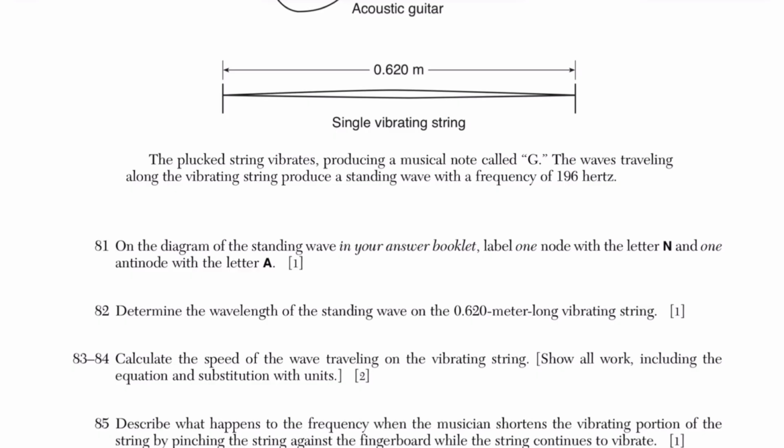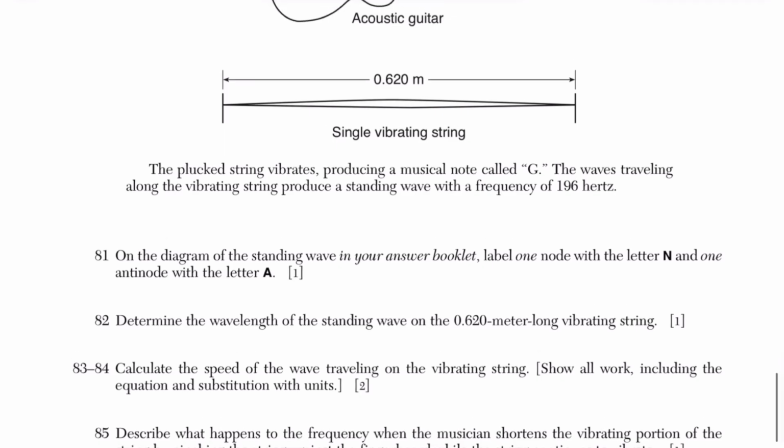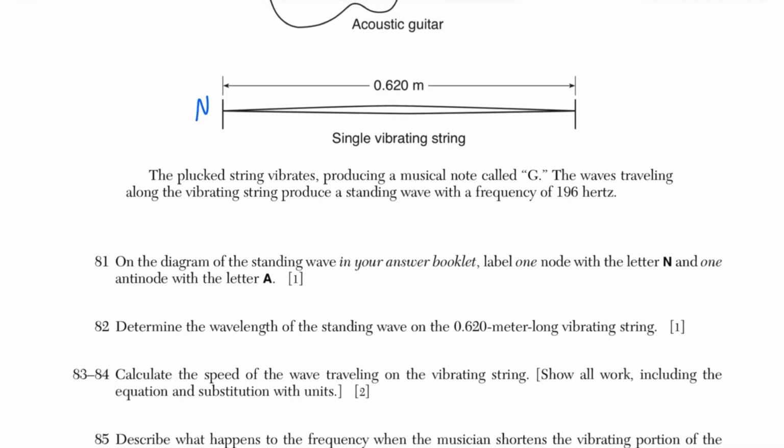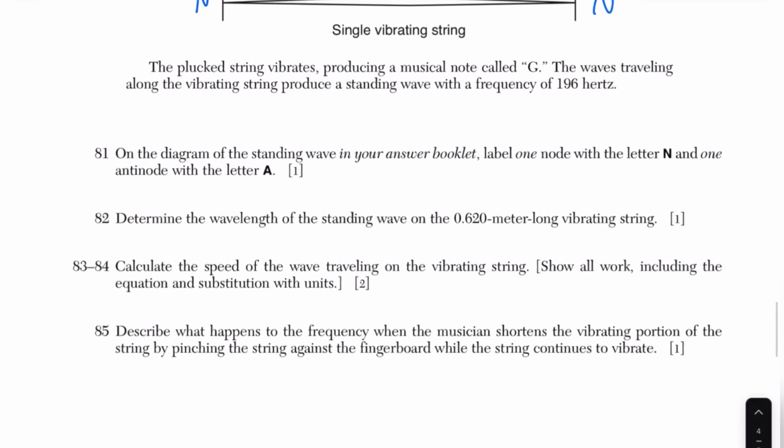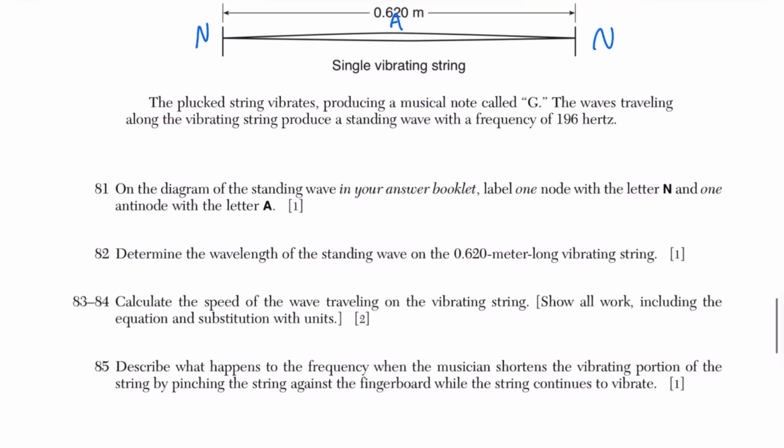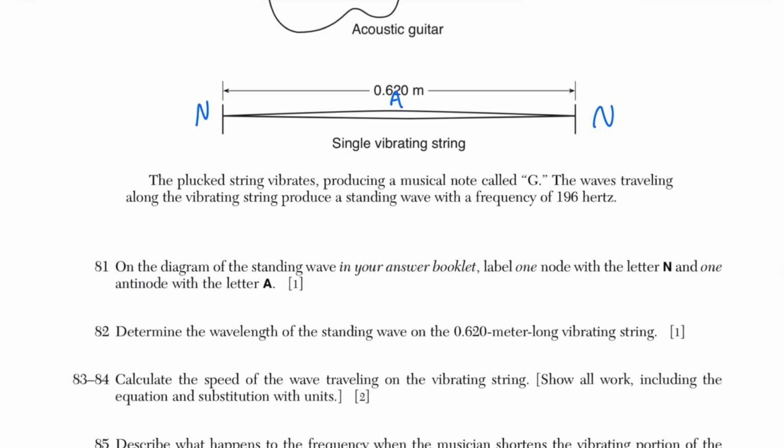So remember that a node is a point of zero displacement and an antinode is a point of maximum displacement. So a node would either be here or here, and an antinode would be here or here. But I labeled all of it, but just remember that for the actual question, you're only supposed to label one of each. Next one. Determine the wavelength of the standing wave on the 0.62 meter long vibrating string. So in the diagram, it shows us that the full standing wave is equal to 0.62 meters.